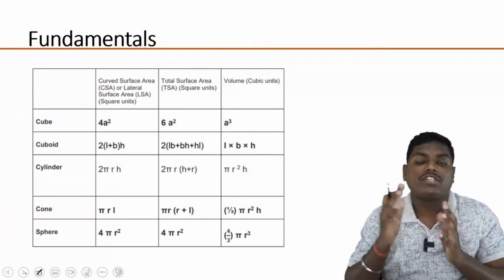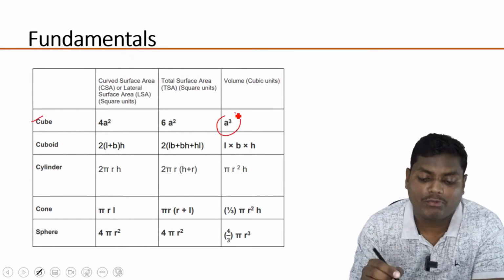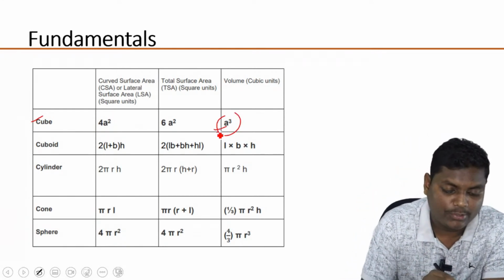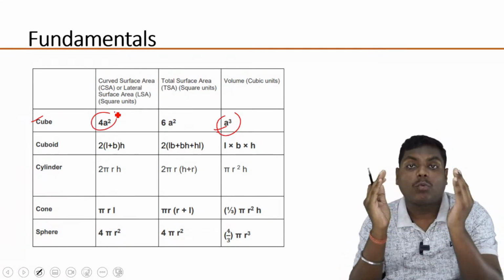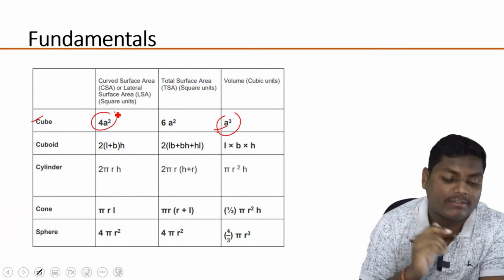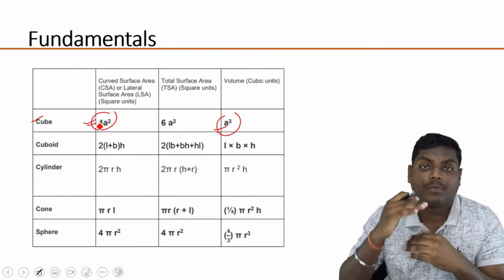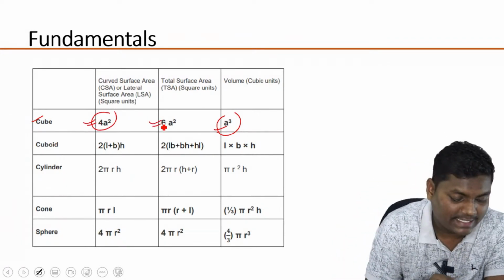Now moving to the three-dimensional objects. For a cube, the volume is given by a cube. We know that all the sides of a cube are the same. Similarly, the curved surface area. Whenever I say curved surface area, it means the walls of the object we're speaking of. It is given by 4a square, and the total surface area will be 4a square plus the upper one and the lower one, so it is 6a square.